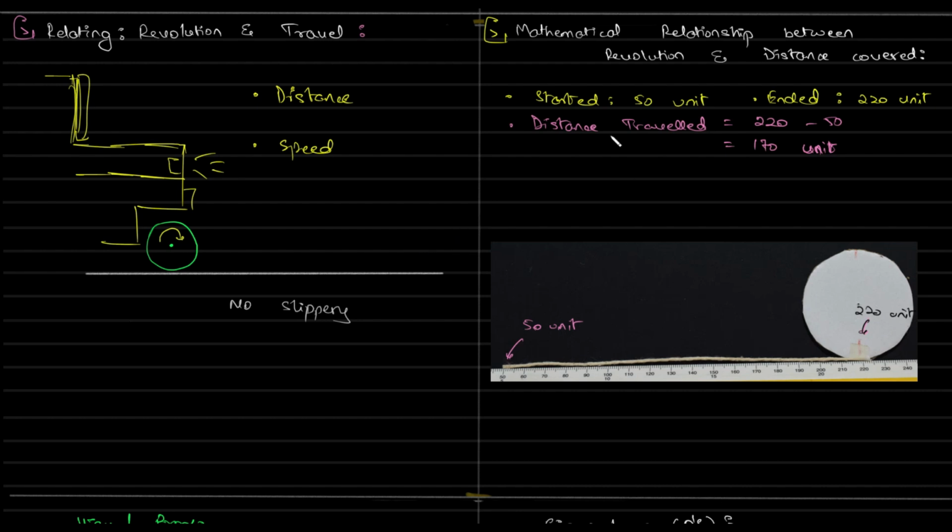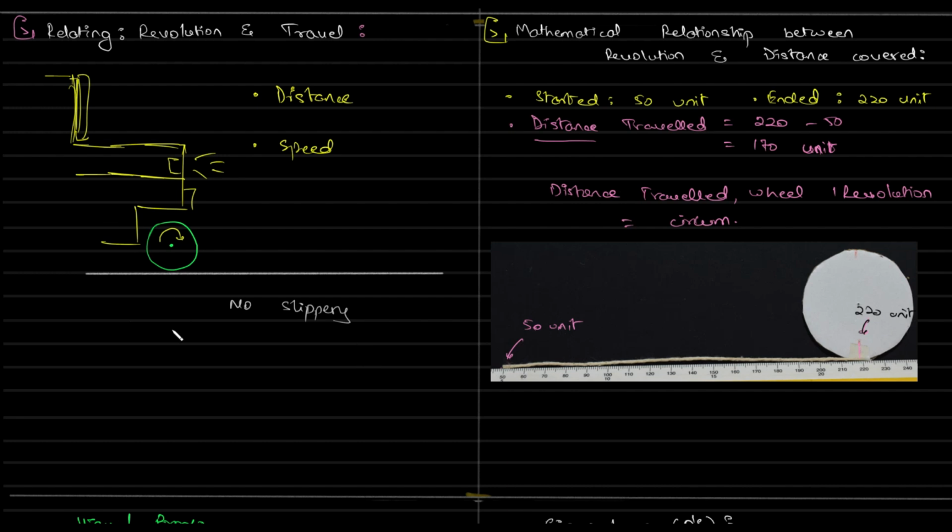Is it not? So how is this distance related to the circle? The distance traveled when the wheel or the disc goes one revolution will be equal to the circumference of the circle. Okay, so basically this length should be equal to the circumference of the circle. Okay, so do you believe me that this length is equal to circumference of the circle?